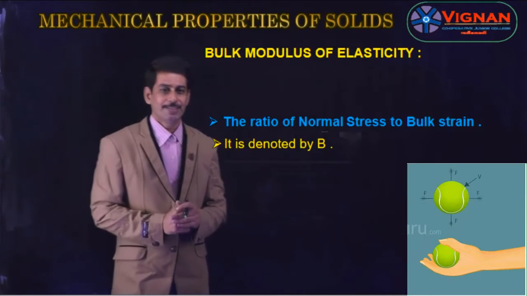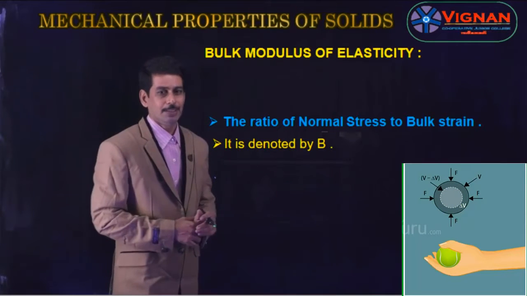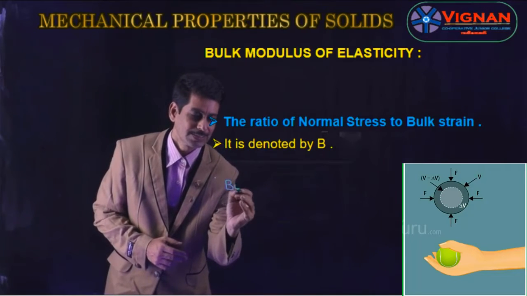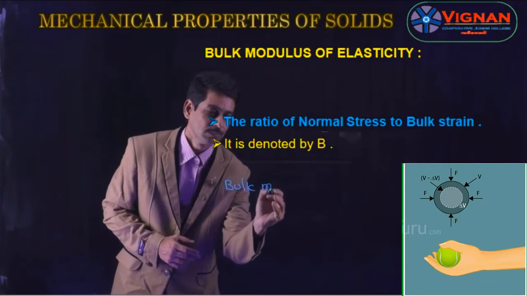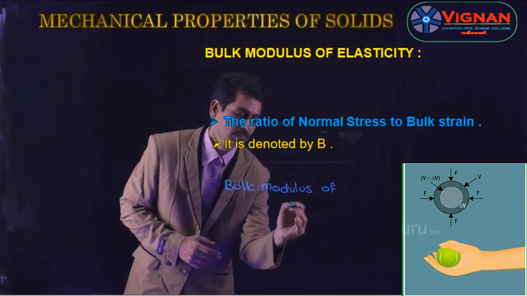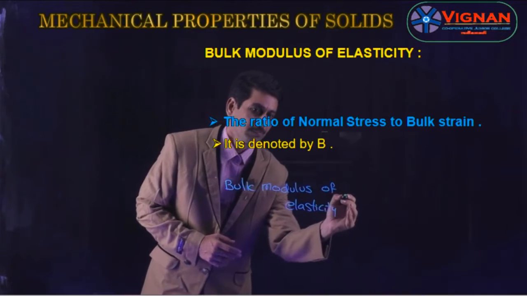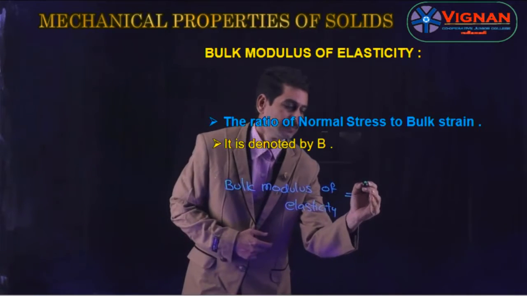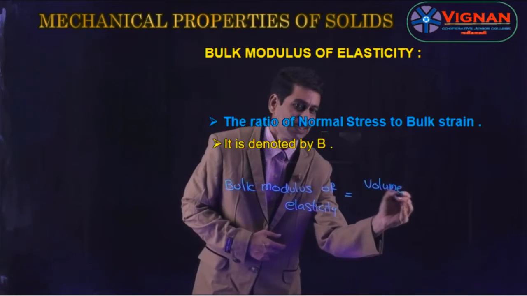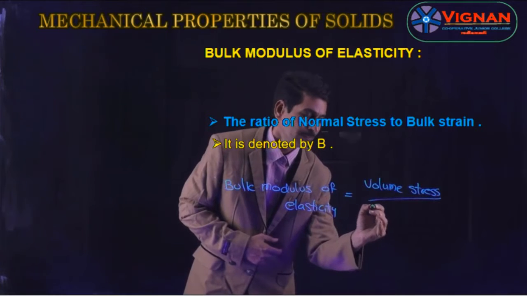It is defined as the ratio of normal stress to bulk strain, and it is denoted by the letter B. The formula is given as bulk modulus of elasticity equal to the ratio of volume stress, or it can also be called bulk stress, to bulk strain.